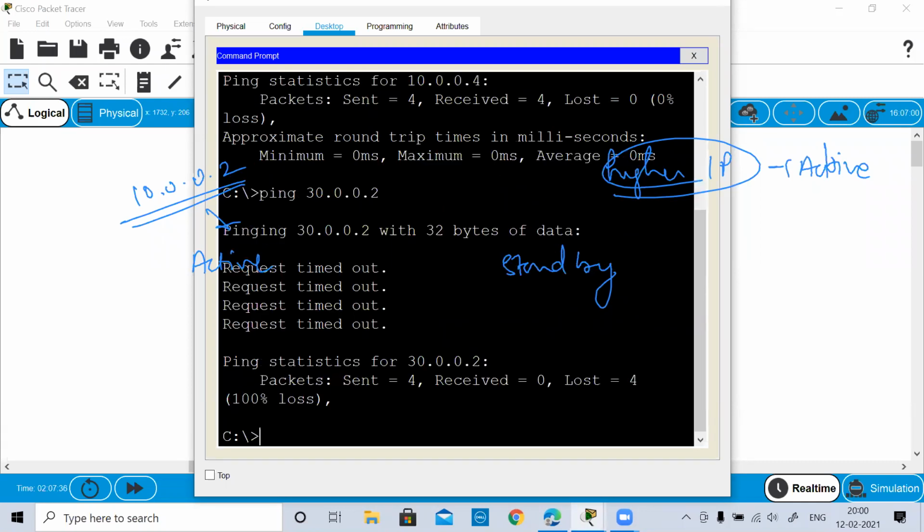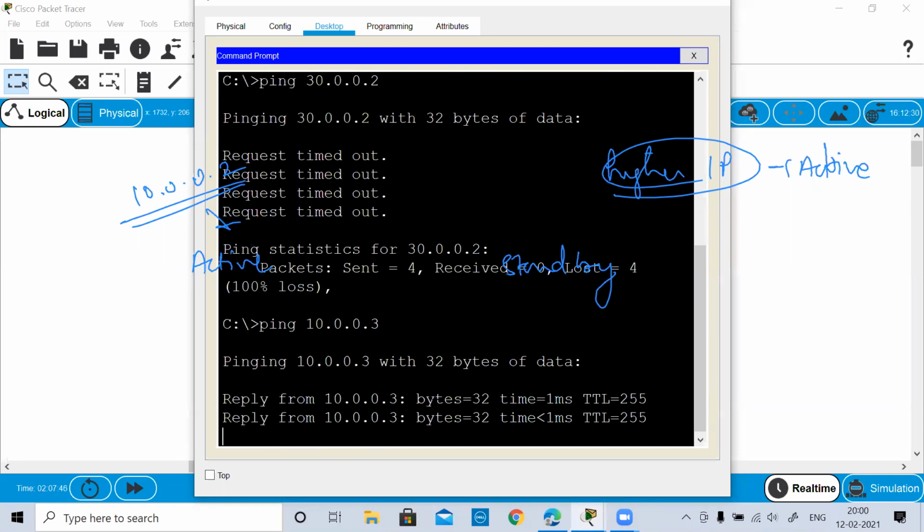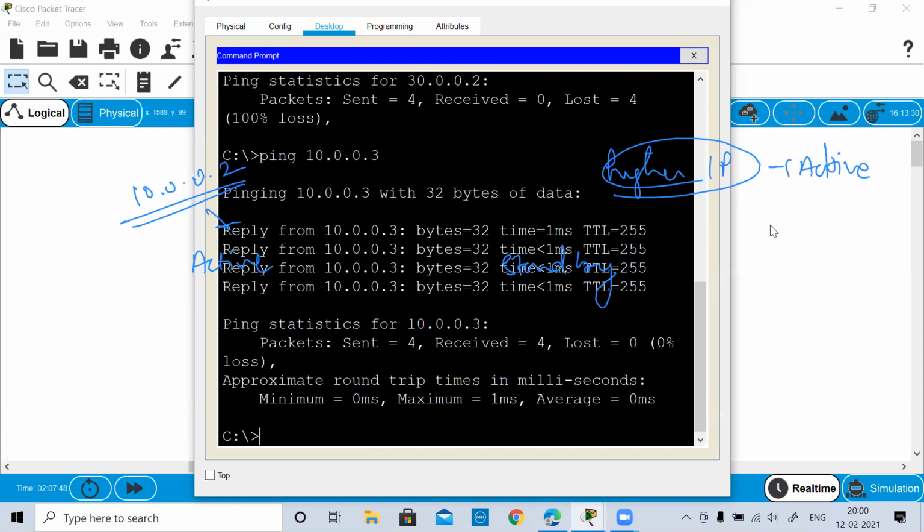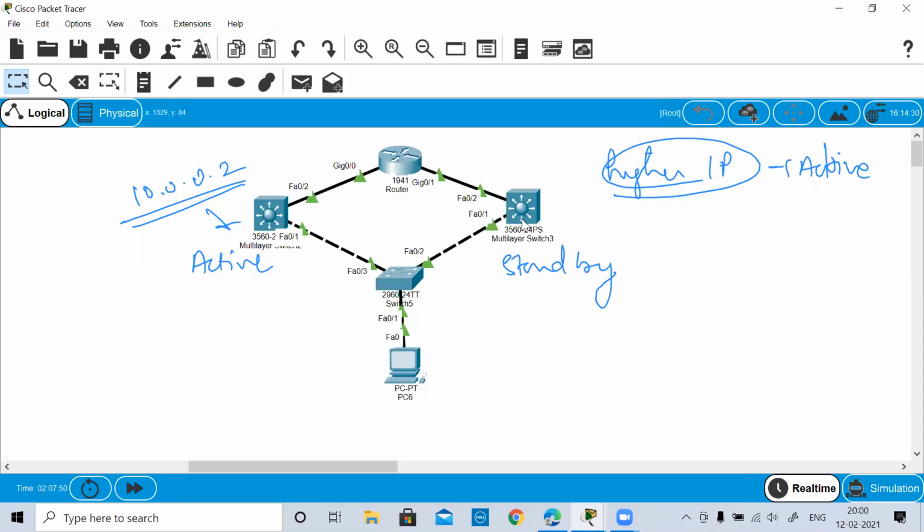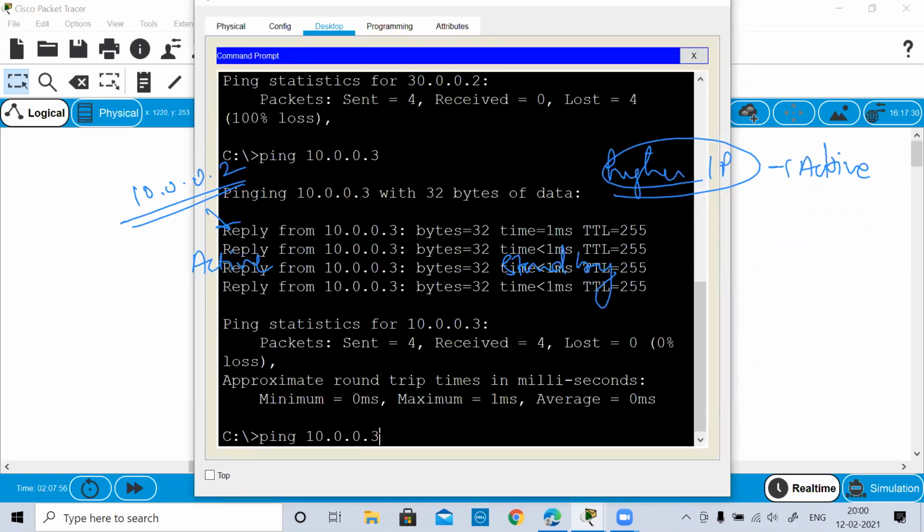Okay, let me just put up the other network, 10.0.0.3, which was the other IP. Okay, so you see that I am now able to communicate to this particular IP 10.0.0.3, because now it has been directly connected. Let me go and put in the IP of the other one. It could not communicate with this.